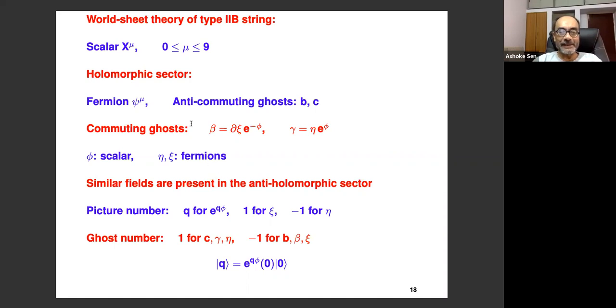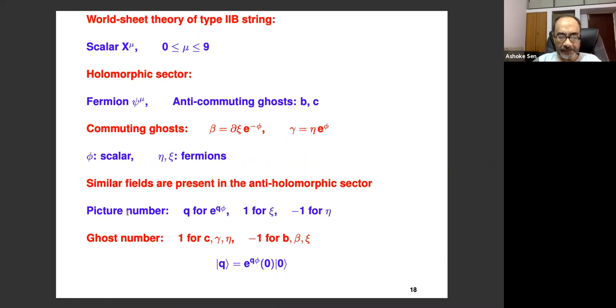Okay. So this is the worldsheet description. One quick one-page summary of the worldsheet theory of the type IIB string. We have the scalars x^μ. The holomorphic sector contains the fermions, then anticommuting ghosts b and c, and commuting ghosts, which are the beta-gamma system. We can bosonize or fermionize the beta-gamma system by trading beta and gamma for a scalar φ and a pair of fermions η and ξ. Exactly similar structure is present in the anti-holomorphic sector.